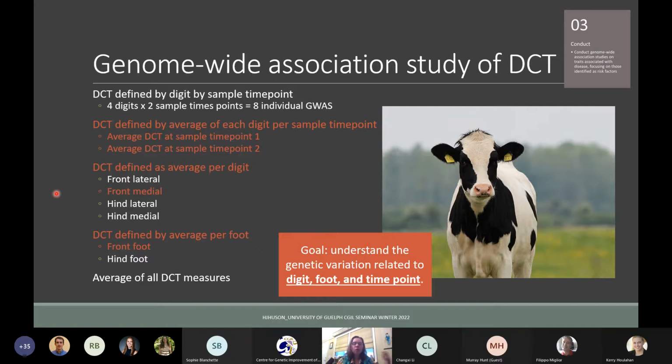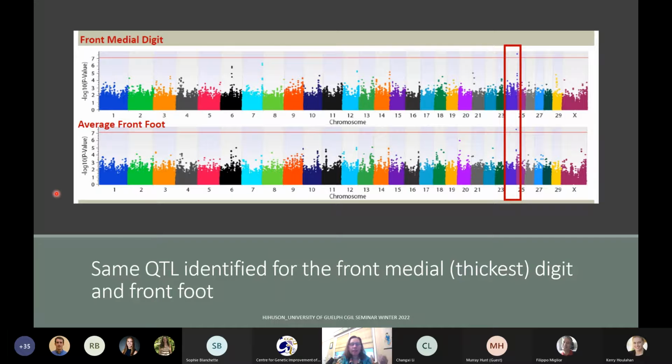Let's not worry about all the different fine aspects. Let's just put it all together and say, is there kind of an average? So that was kind of the end thing that we did. And in the end, here's some interesting things: regardless of how we figured all these different GWAS, we found basically the same QTL was identified for the front medial digit, which is on the front foot. So it didn't matter if we just put it into a front foot category, or we looked at a specific digit. Same QTL.